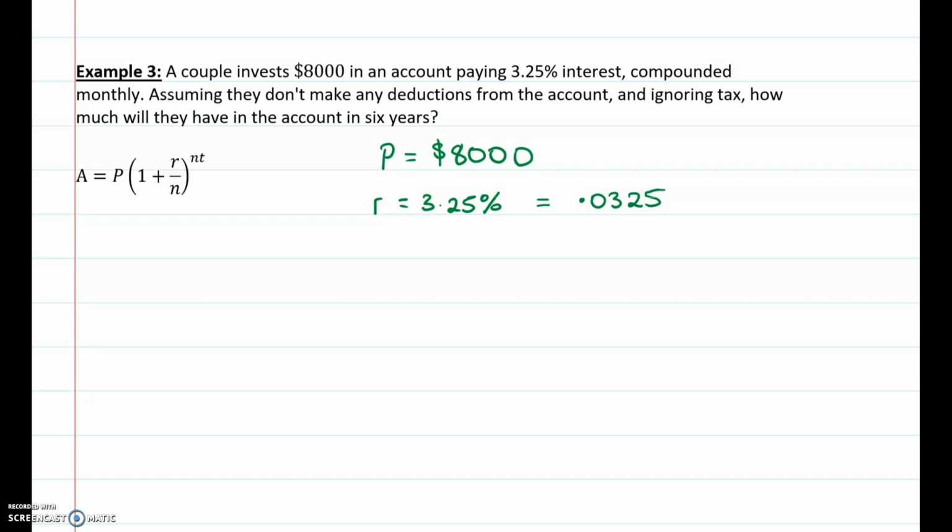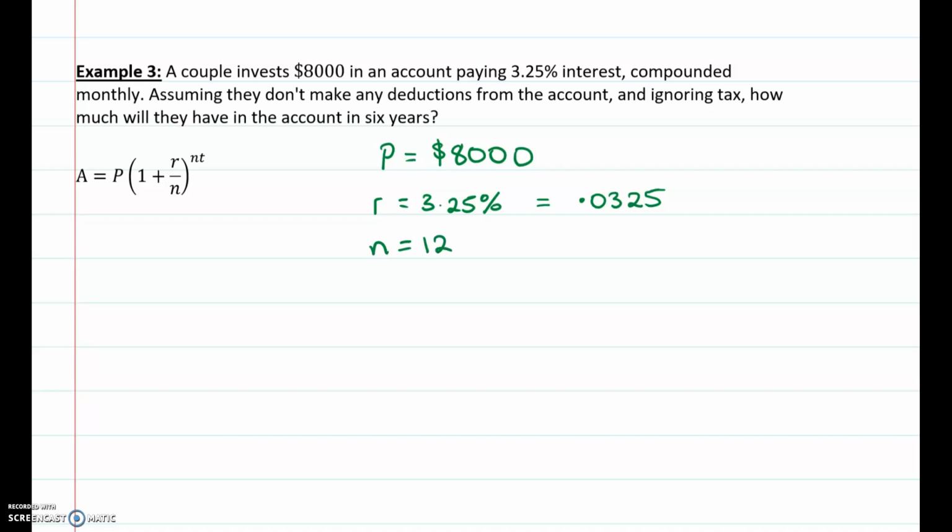Now, N stands for the number of times that the account is compounded in a year. Okay, and this is compounded monthly, so that will be 12 times in a year. So N means how many times the bank is going to work on this each year. And if it's compounded monthly, that means 12 times in the year. So N will be equal to 12.